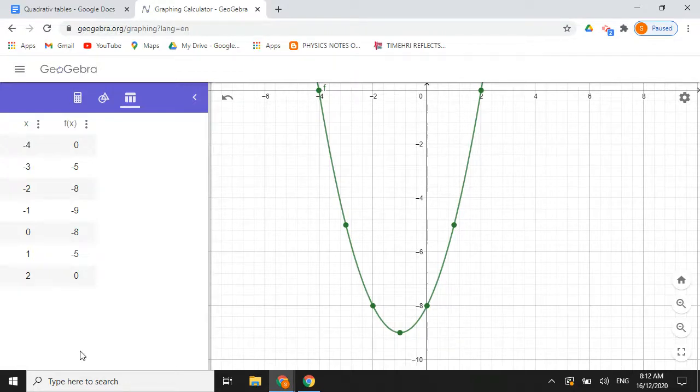Now, from this graph, we can ask other questions, like finding the axis of symmetry. We can notice that we have pairs of coordinates that repeat themselves. We'll look at that interpretation in our follow-up video.